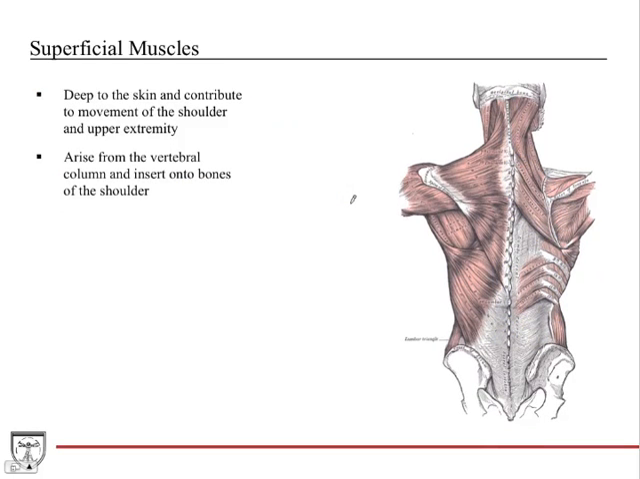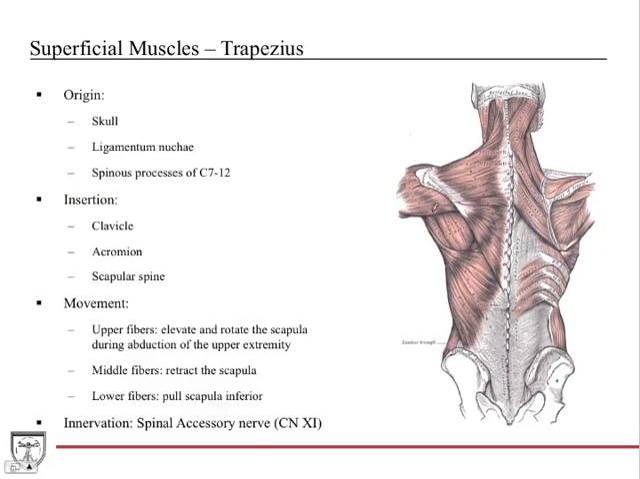Lastly, the superficial back muscles. These are deep to the skin, and they contribute to movement of the shoulder and upper extremity. So even though they're back muscles, they more so act on the upper extremity than moving the spine. They arise from the vertebral column, and they insert onto the bones of the shoulder. The bones of the shoulder are the scapula, which is seen here, and then the humerus. So the first muscle, your trapezius, you may also have heard it referred to as the trap.